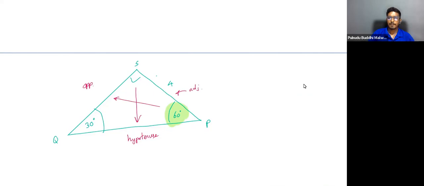Therefore, pick a trig function with that adjacent, right? Because we should use that. We want to compute QS, which means the opposite, and we should use adjacent. So we need a trig function with opposite and adjacent. That's tan. Because we can't use hypotenuse. We don't have that length. So therefore, I'm going to write tan 60.